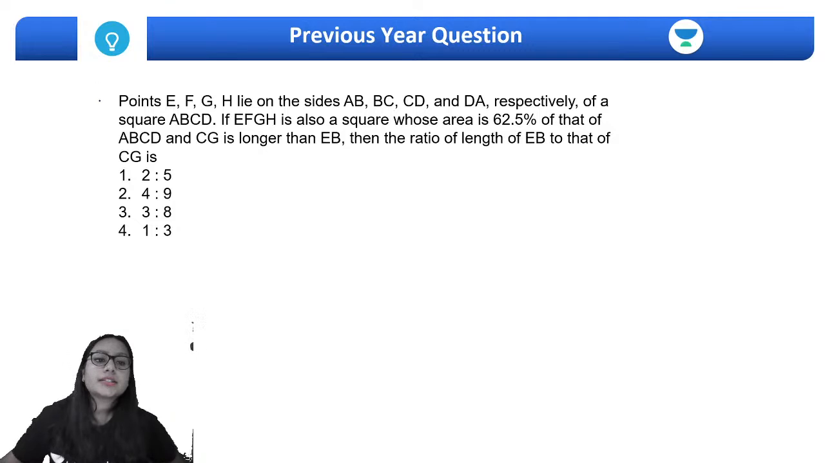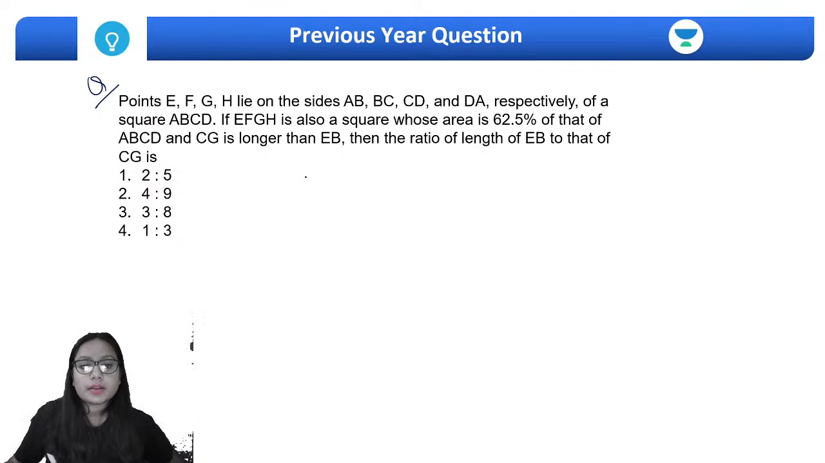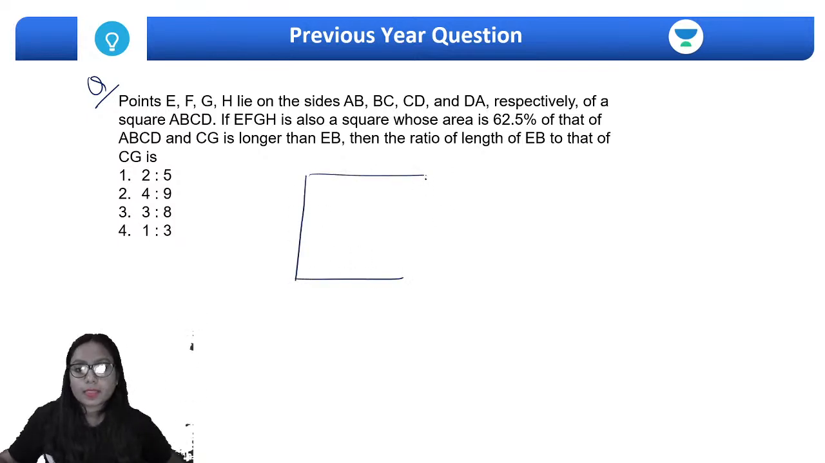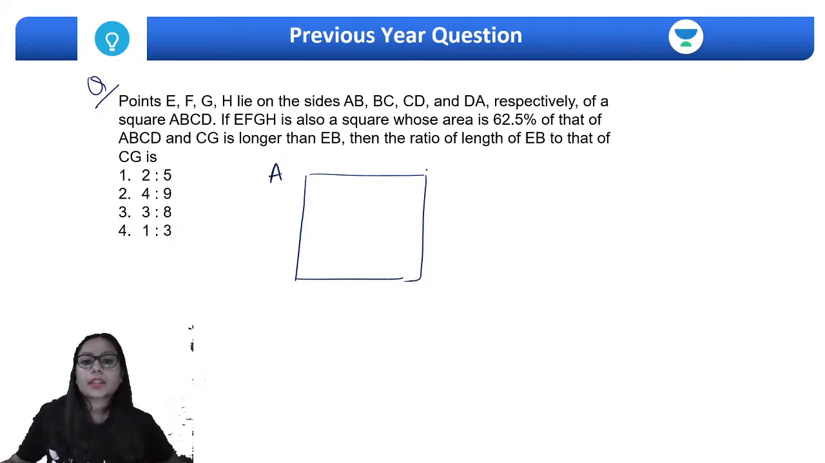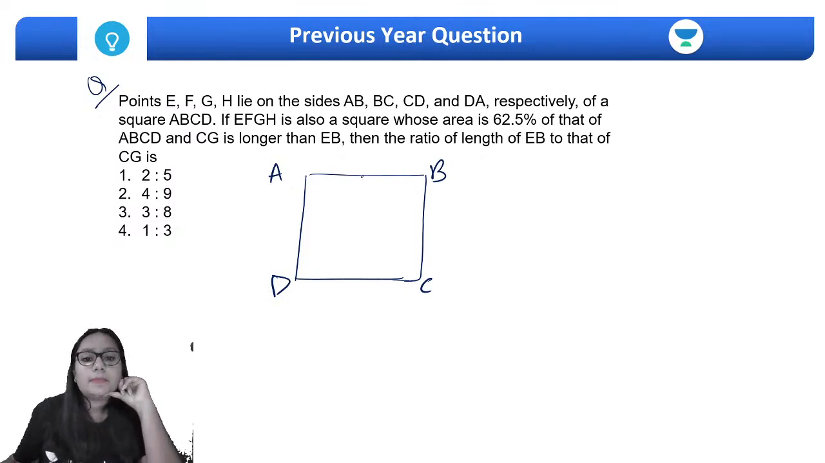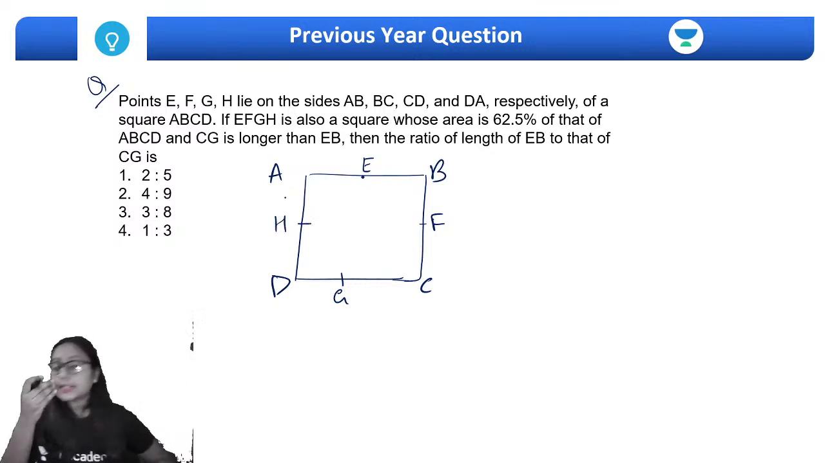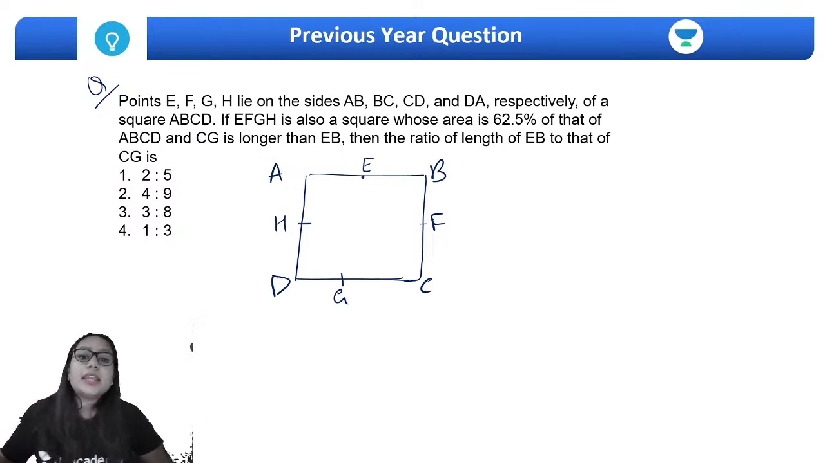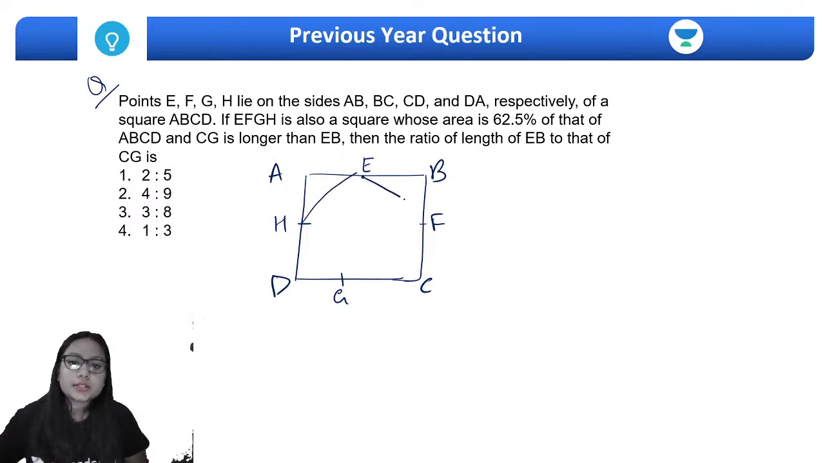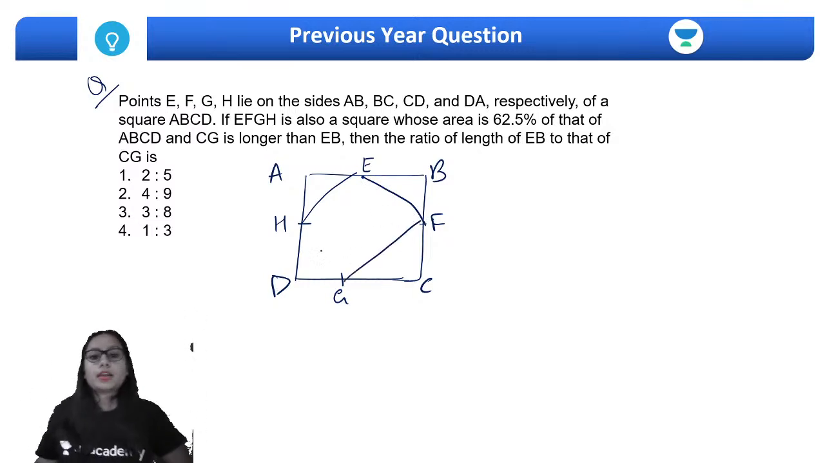So in this question it is given that points E, F, G, H lie on the sides AB, BC, CD and DA of a square ABCD. So let us draw a square first. Okay, so this is a square A, B, C and D. It is given that E lies on AB, F lies on BC, G lies on CD and H lies on DA. So these are the points that lie here. If EFGH is also a square, so this is also a square. If I combine these, a square is formed.